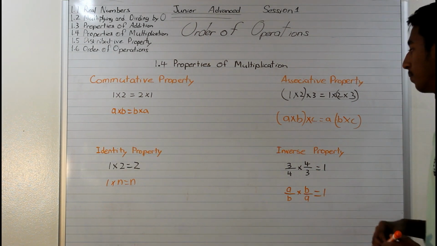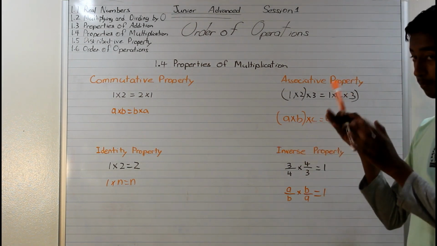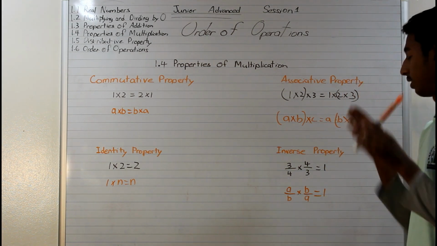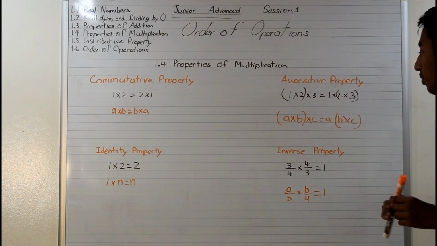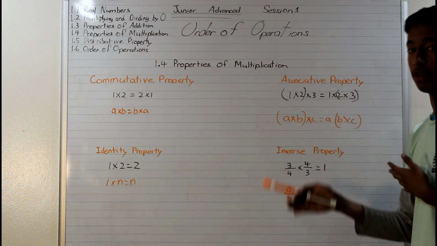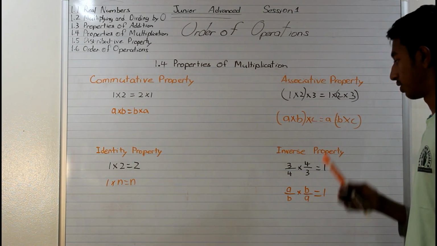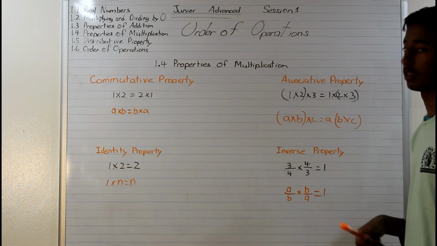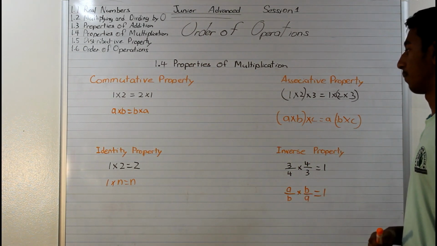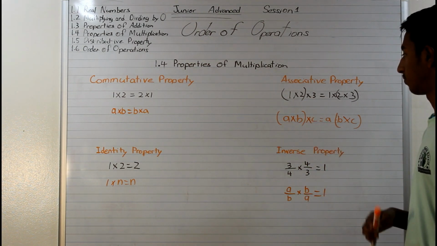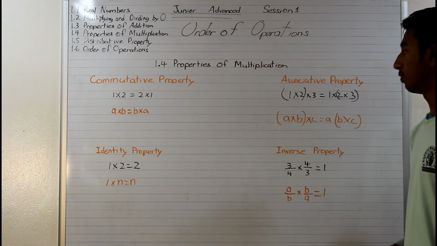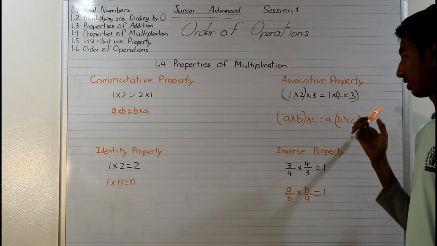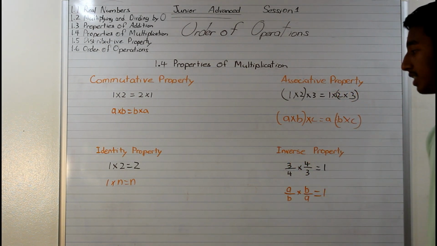The associative property, a times b in parentheses times c equals a times b times c in parentheses over here. So the way in which you associate the numbers does not matter. You can do a times b first or b times c first. Regardless, you will still get the same answer. The example above shows that 1 times 2 is still 2, times 3 is 6, 2 times 3 is 6, times 1 is 6, therefore both sides still are 6.